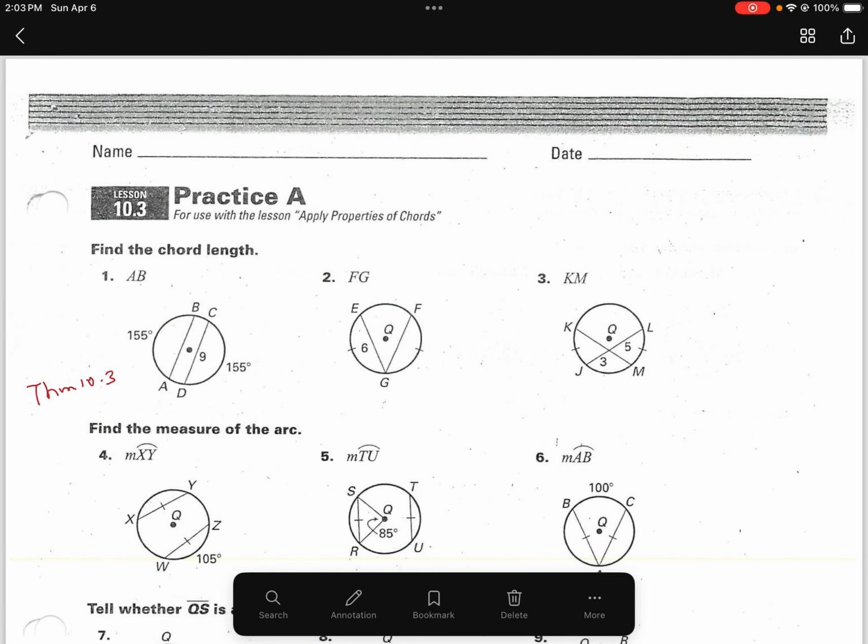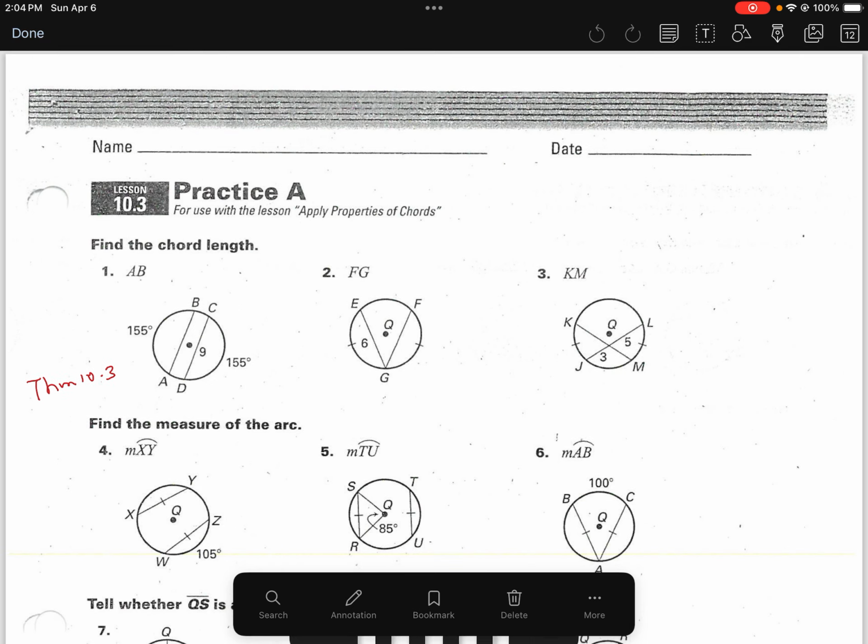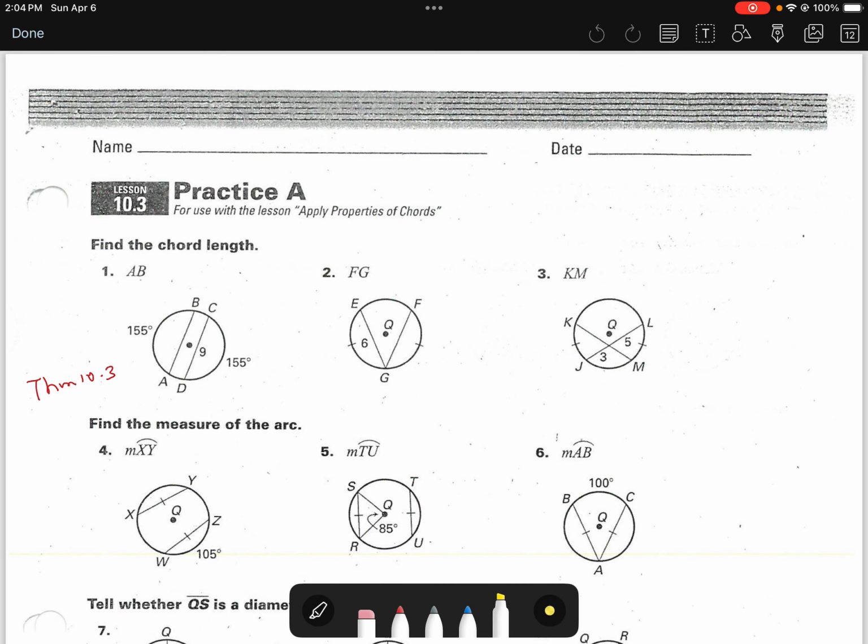This is practice A for section 10.3. We're going to find the chord length. In number 1, they want you to find the length of chord AB. So this chord would just be that segment AB. How long is that segment?